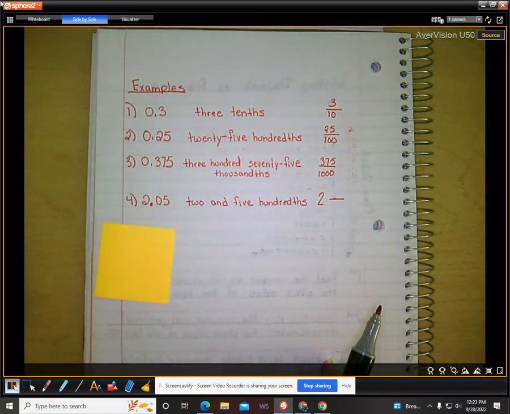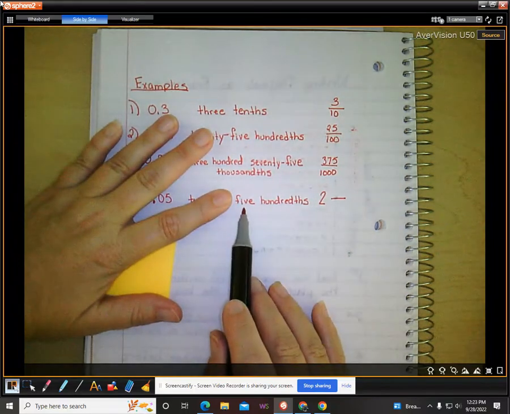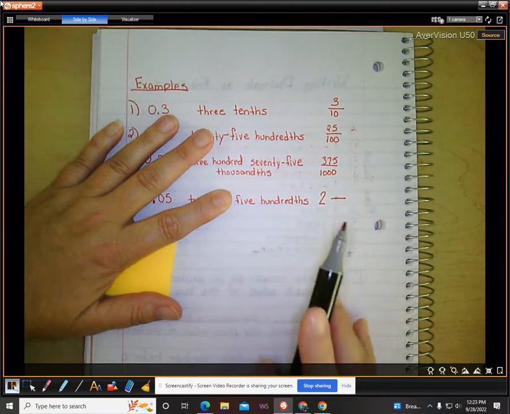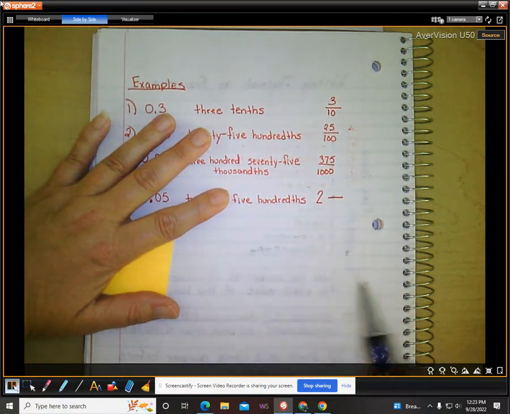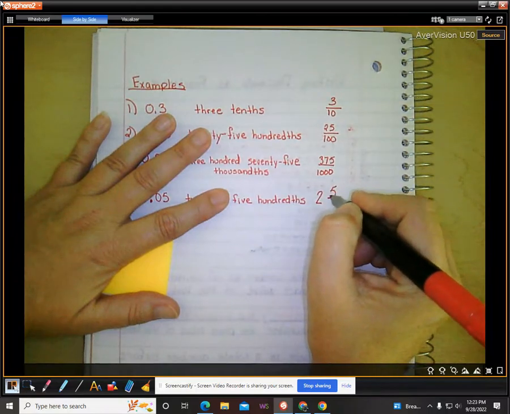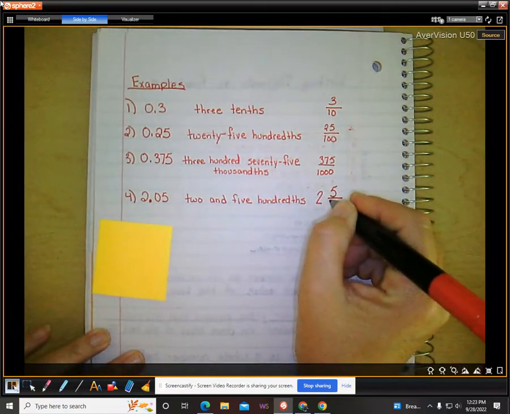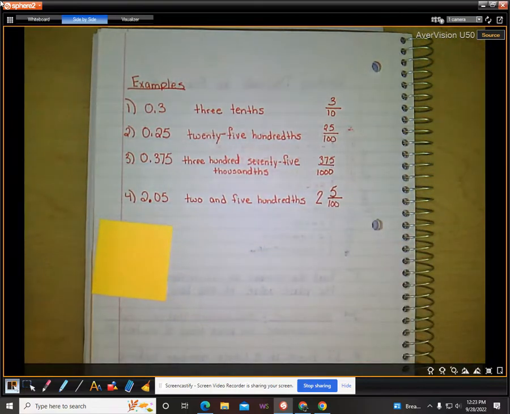Then the rest is the same. Your number is your numerator. Your place value is your denominator. So what was our number? 5. Not 0, 5, just 5. And what was our place value? 100. 2 and 5 hundredths.